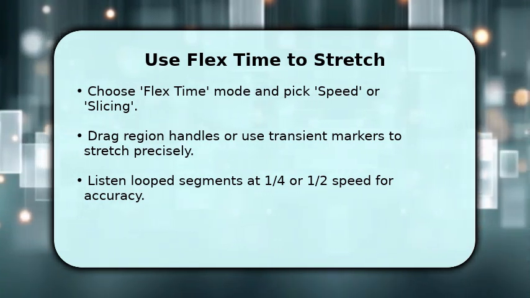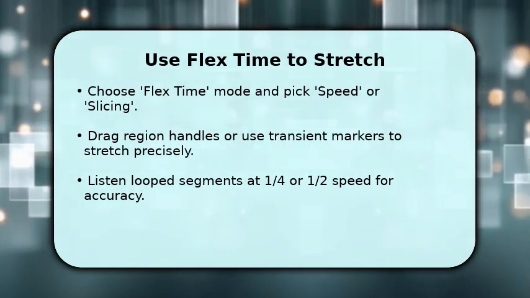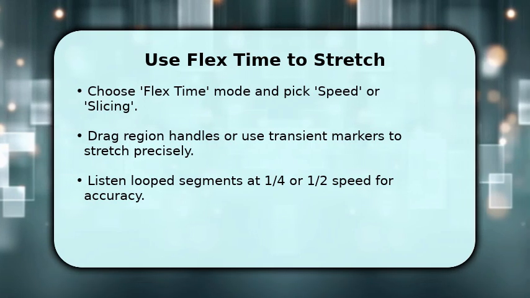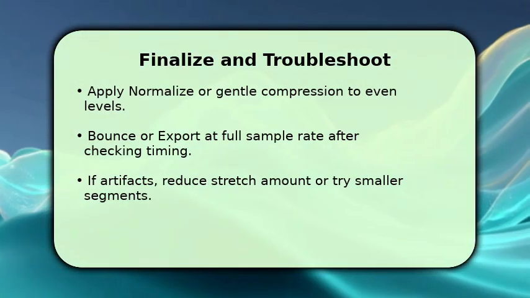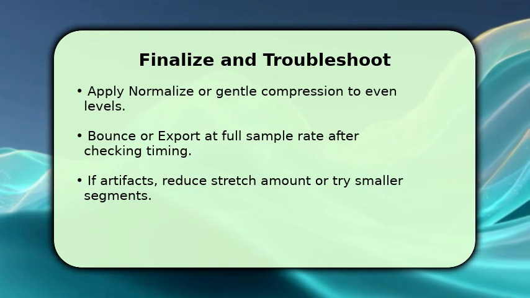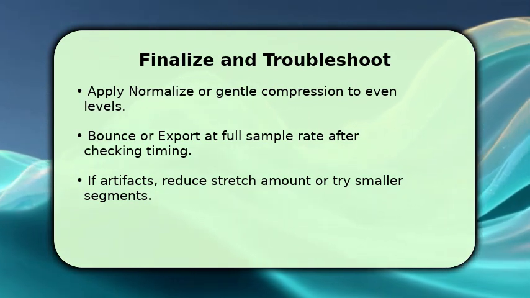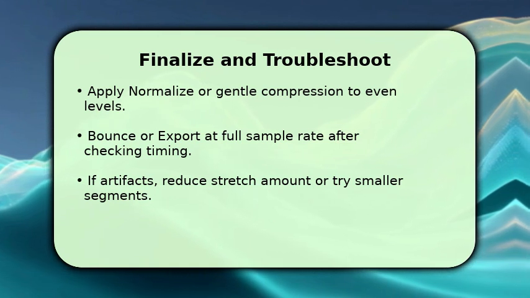When the stretch sounds correct, apply light normalization or compression to smooth level changes, then play the full track to confirm musical timing. Once satisfied, bounce or export the project at the original sample rate for best fidelity.